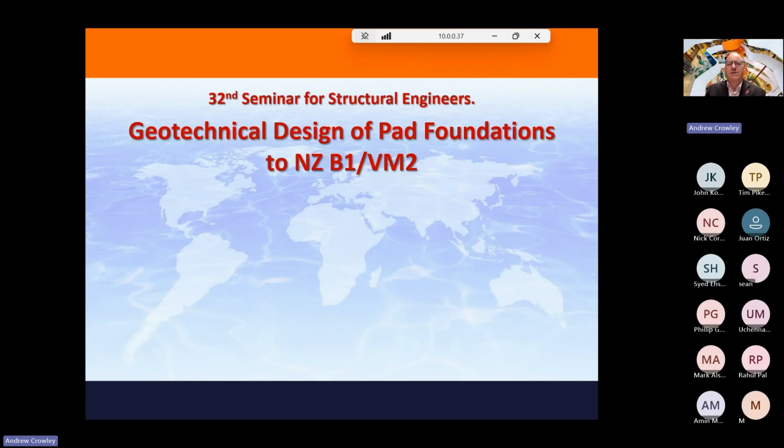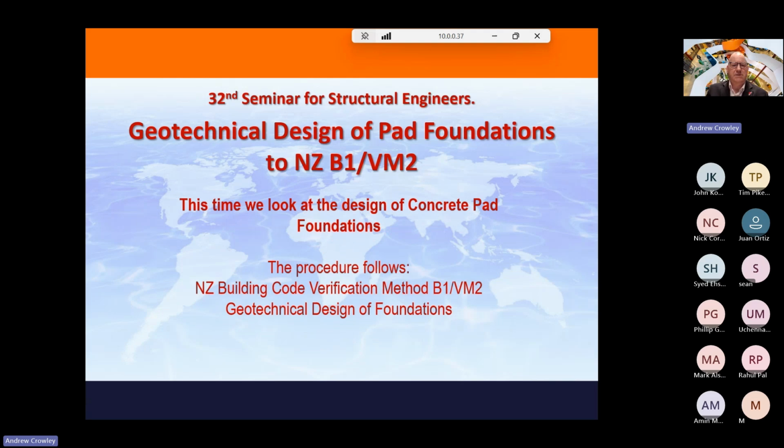So we're going to be looking at the geotechnical design of pad foundations in accordance with the New Zealand Building Code, in particular concrete pad foundations. And we're going to be looking at how the stress is distributed underneath a concrete pad foundation and how we work out effective breadths and effective widths and so on, and determine what the allowable or design bearing capacity of the ground is underneath your pad foundation.